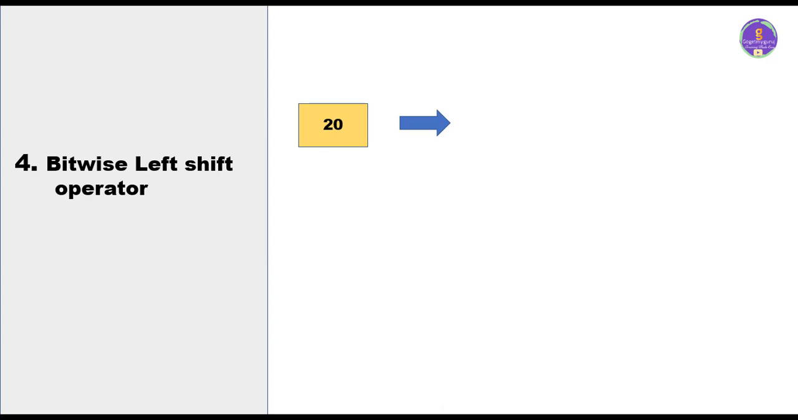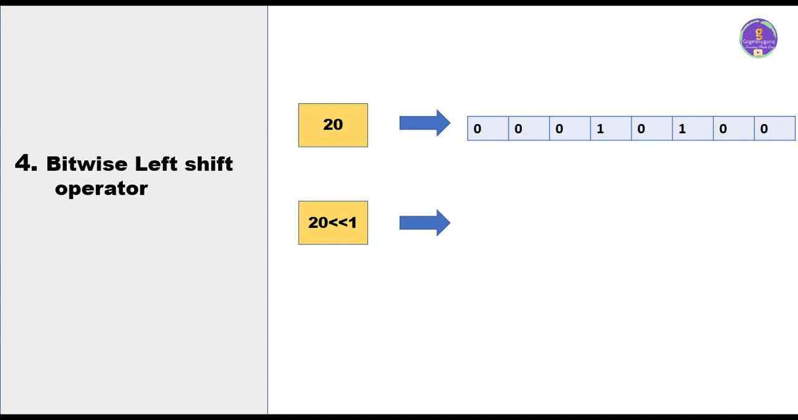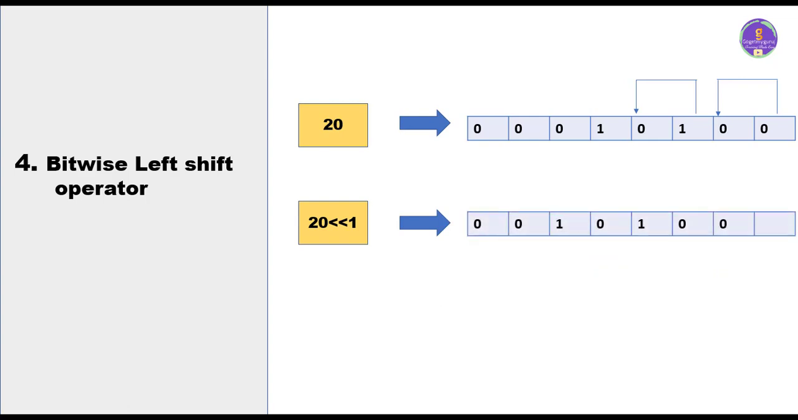So what is this left shift? Suppose I have a value as 20. I want to do a left shift operation on this decimal value 20. It is first converted to binary. The binary equivalent of 20 is this, and now let's use the left shift operator. That means shifting will be done to the left side. So the 0th bit will be transferred to position 1, the first bit will be transferred to position 2. In that way, the left shift operation happens.